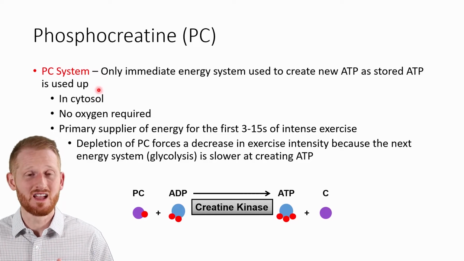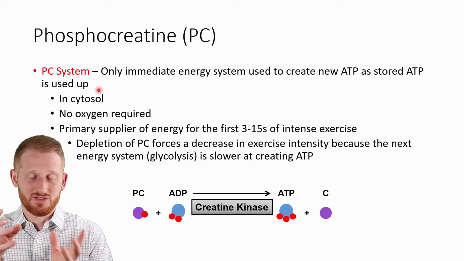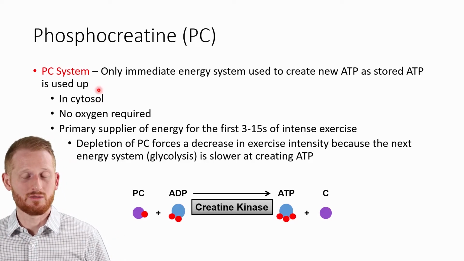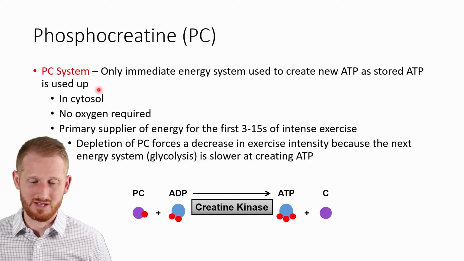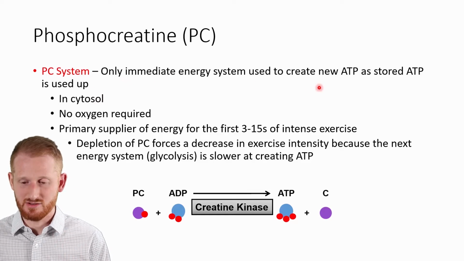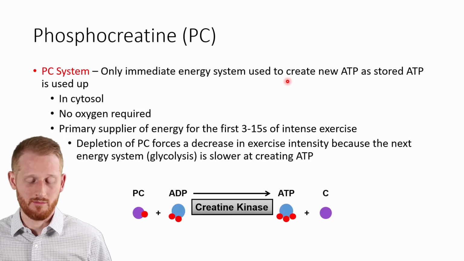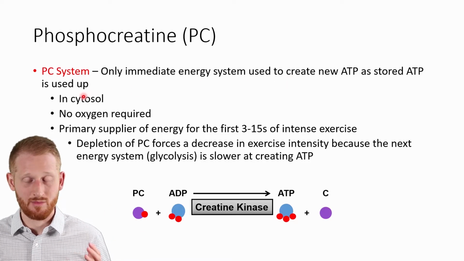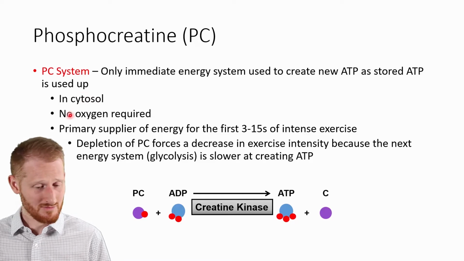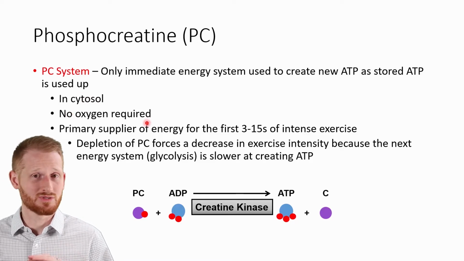We're not going to fatigue going from stored ATP usage to creating ATP through phosphocreatine. And again, it's an immediate energy system used to make new ATP from ADP, so broken down ATP molecules. This is going to happen in the cytosol of the cell. Does not require oxygen, so this is completely anaerobic.